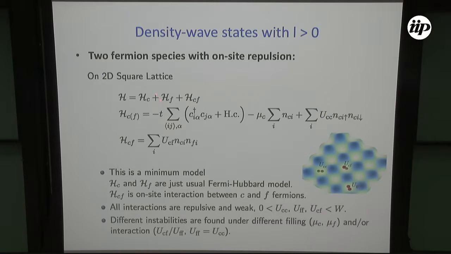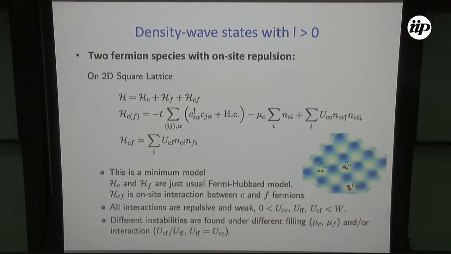We consider now two species. We call them C and F. This is just a simple Hubbard model for each, so H_C and H_F. And here is an interaction term, which is again just on-site. They live on the same lattice. You can have contact U for C, for F, and the interspecies U as well. So that's the model. Everything is repulsive, and again, all on-site.